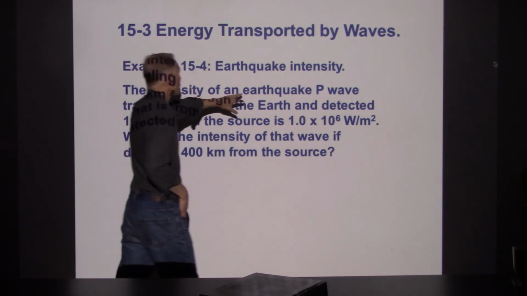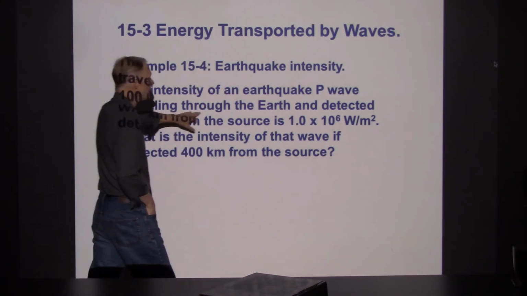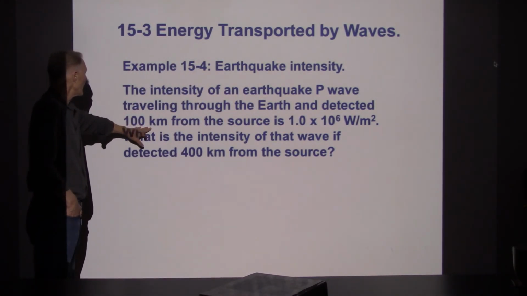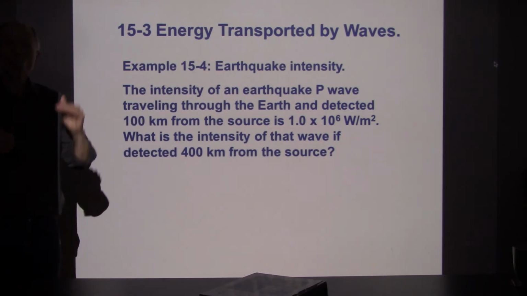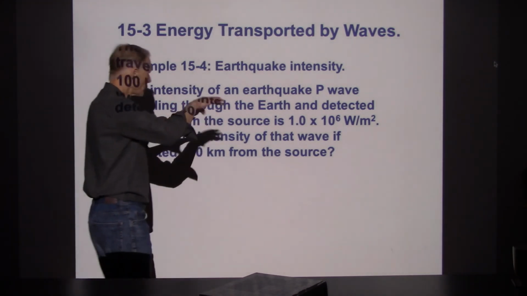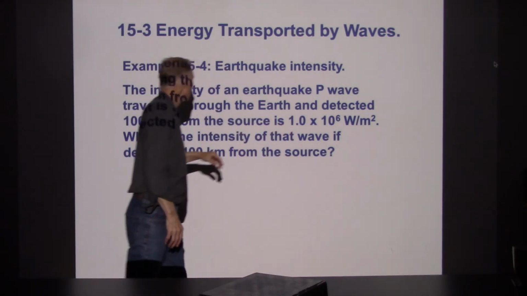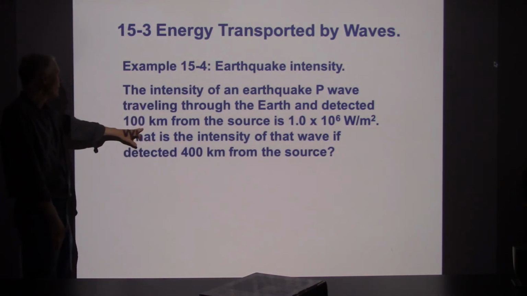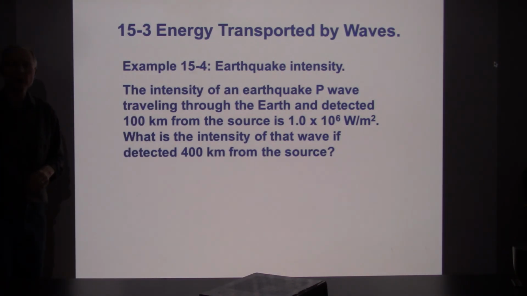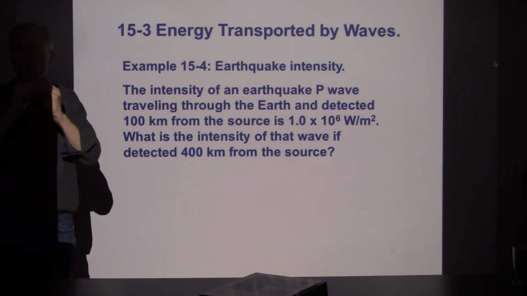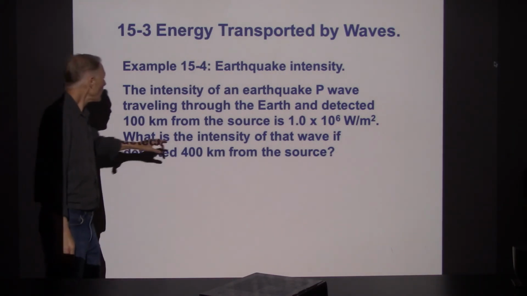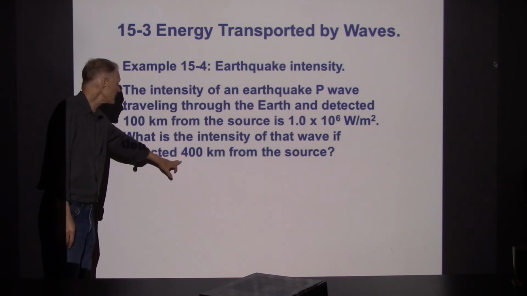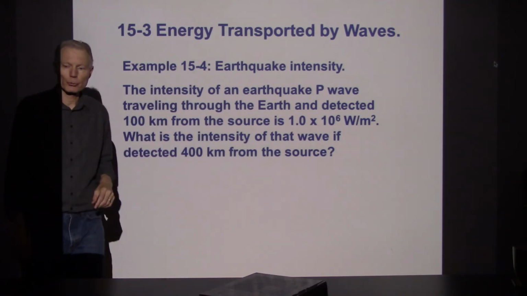But let's say that we have an earthquake and there's a P wave traveling through, I think it's longitudinal, and it's going to be detected 100 kilometers from the source. So we've got all these earthquake detector stations set up, and one of them picks up an earthquake, and from multiple locations we're able to determine that the central source of that earthquake was 100 kilometers away from that station. With the earthquake, the energy will be spread out, we're going to assume uniformly, in all directions. So what would be the intensity for a detector 400 kilometers away?